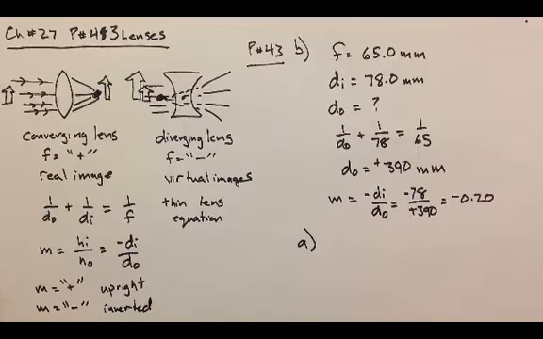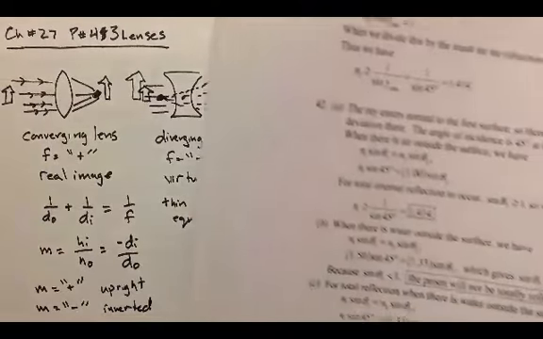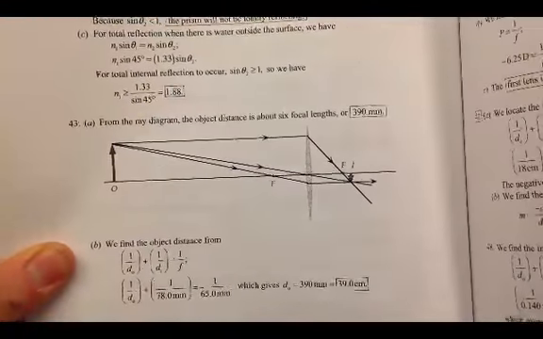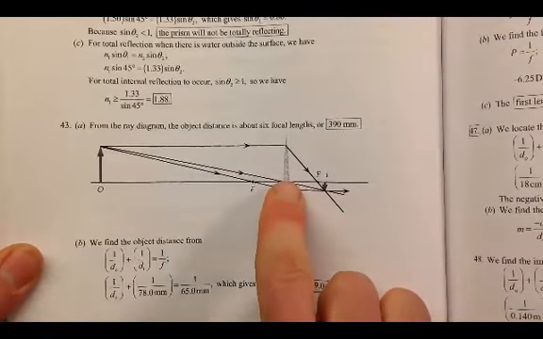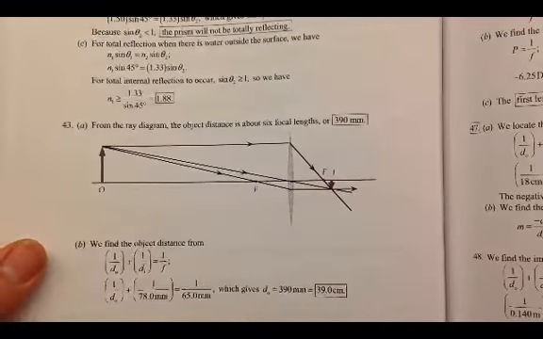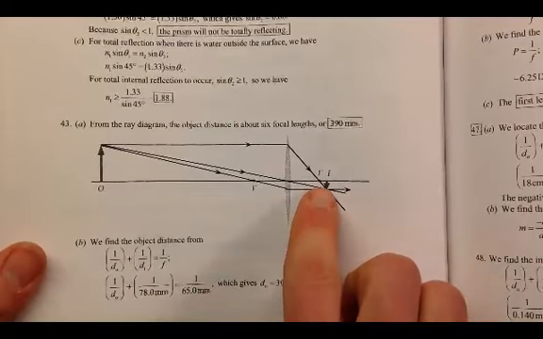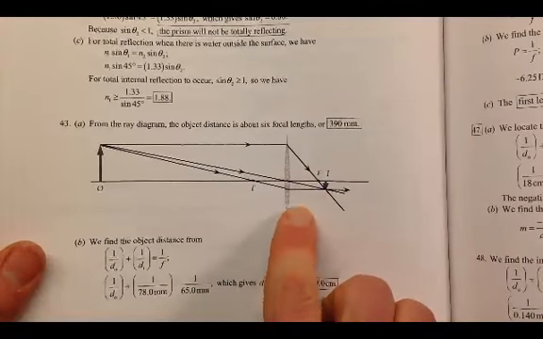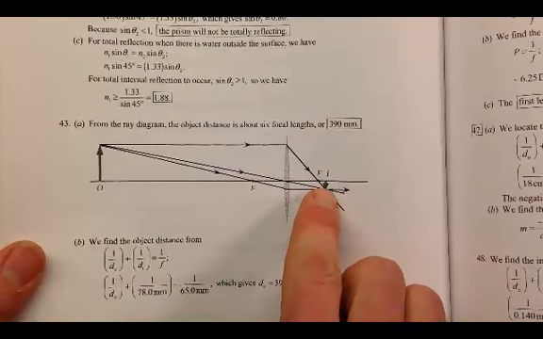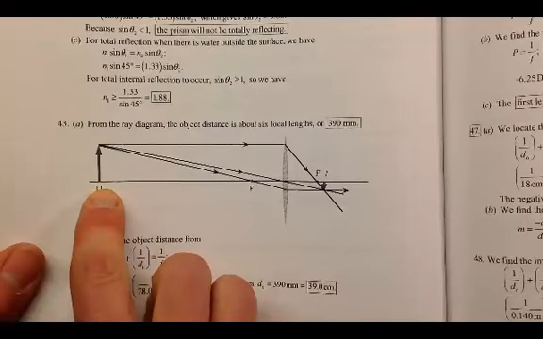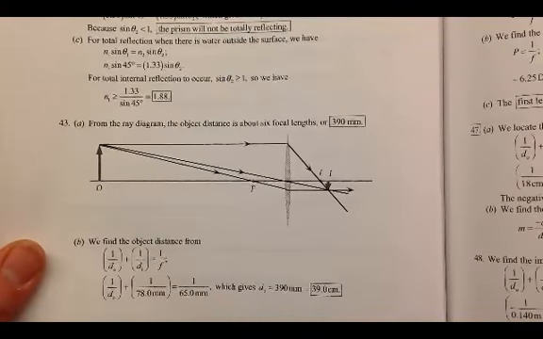Okay, now part A says draw the ray diagram. I was going to draw this for you, but it's kind of a big diagram, and I tried drawing it a couple times and I can't draw lines very straight here, so I'm going to cheat, all right? We're told that the focal length F here is 65 millimeters, so that's what that would look like. The image is at 78 millimeters away. And then, as it said, our object was 390 millimeters away.